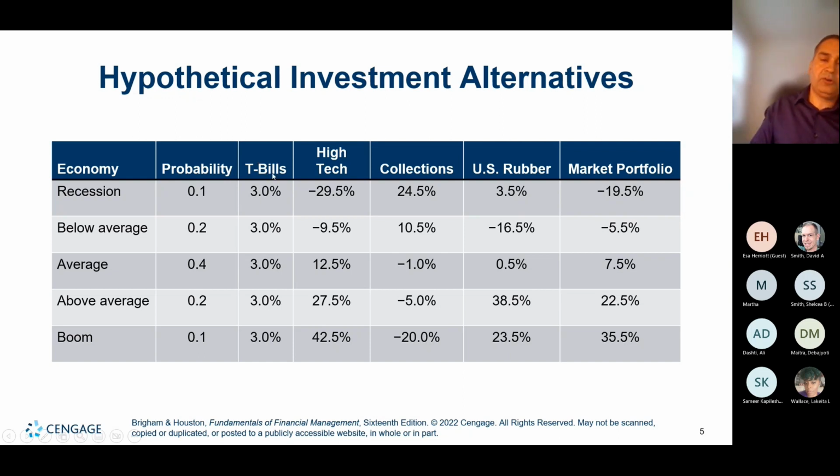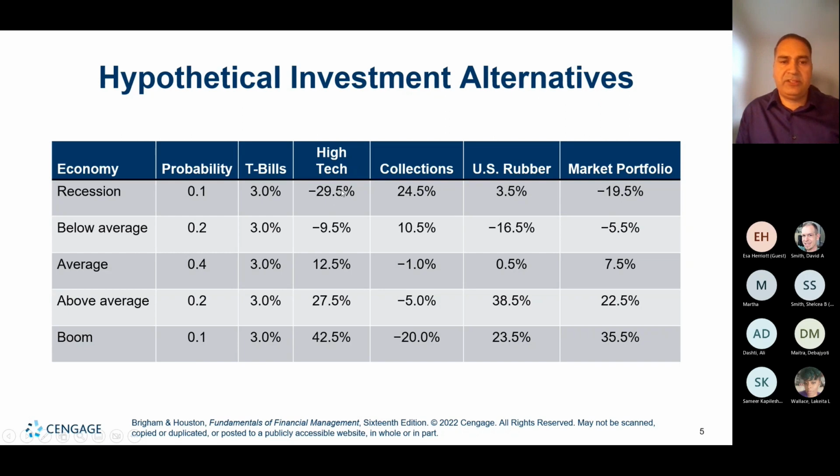And if you can recall from one of our previous chapters, we had a detailed discussion on the T-bills and T-notes and T-bonds. T-bills are the government-issued bonds. And if you can recall, these are what we call the risk-free assets. So they don't have any risk. And that is why you have 3% in all the economic situations. It doesn't matter whether it's recession, below average, or boom, you always get the 3%. There is no risk involved.